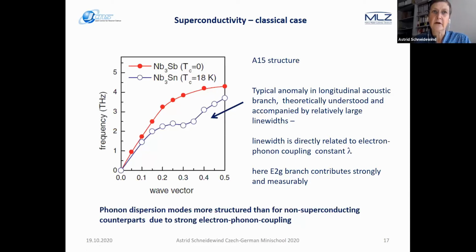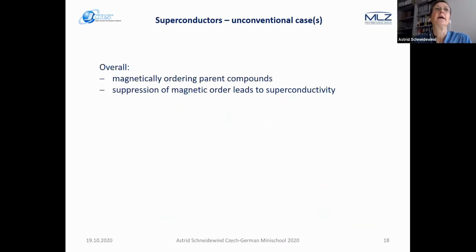The lesson we need to learn is that neutrons cannot see the electrons, so neutrons are normally blind to superconductivity. So in the classical case, we can learn about superconductivity by measuring the phonons, knowing about the strong electron-phonon coupling, and performing calculations to understand the superconductivity. In the unconventional case, again, we cannot measure the superconductivity directly, but unconventional superconductors have quite impressive systematics.